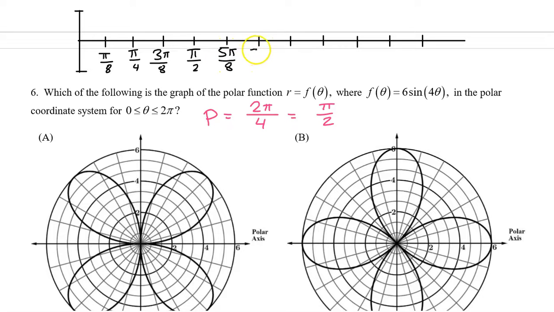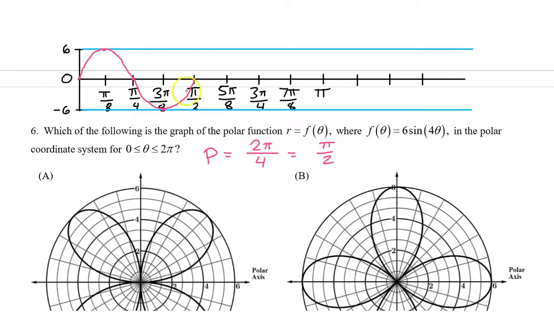6 pi over 8 is 3 pi over 4, 7 pi over 8, and 8 pi over 8, which is pi. That should be enough. The 6 in the front means an amplitude of 6, so we will have a maximum of 6 and a minimum of -6. The midline, 0, is the pole.